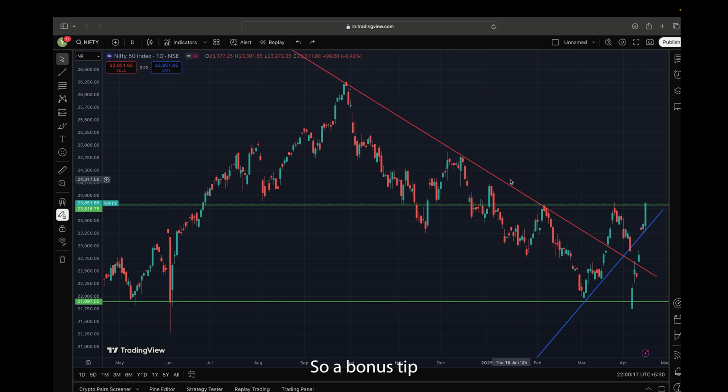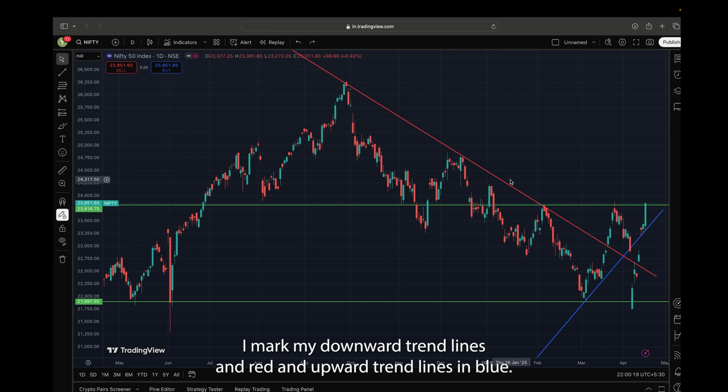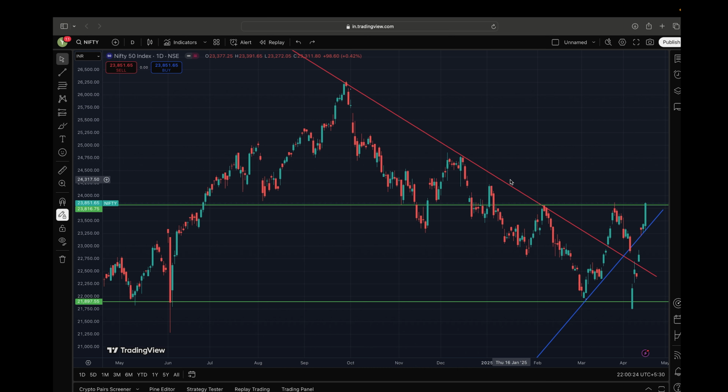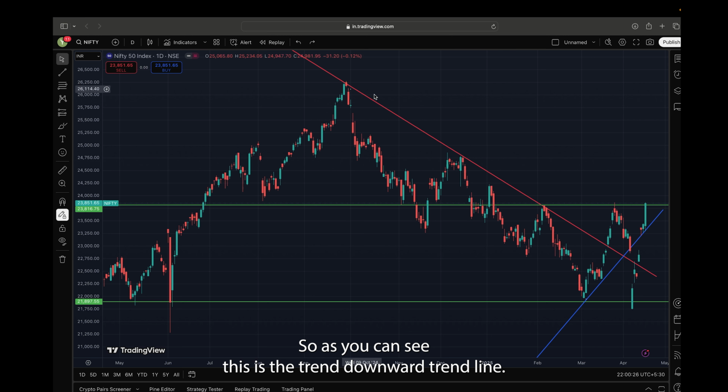So a bonus tip, I mark my downward trend lines in red and upward trend lines in blue. So as you can see, this is a red downward trend line and this is a blue upward trend line.